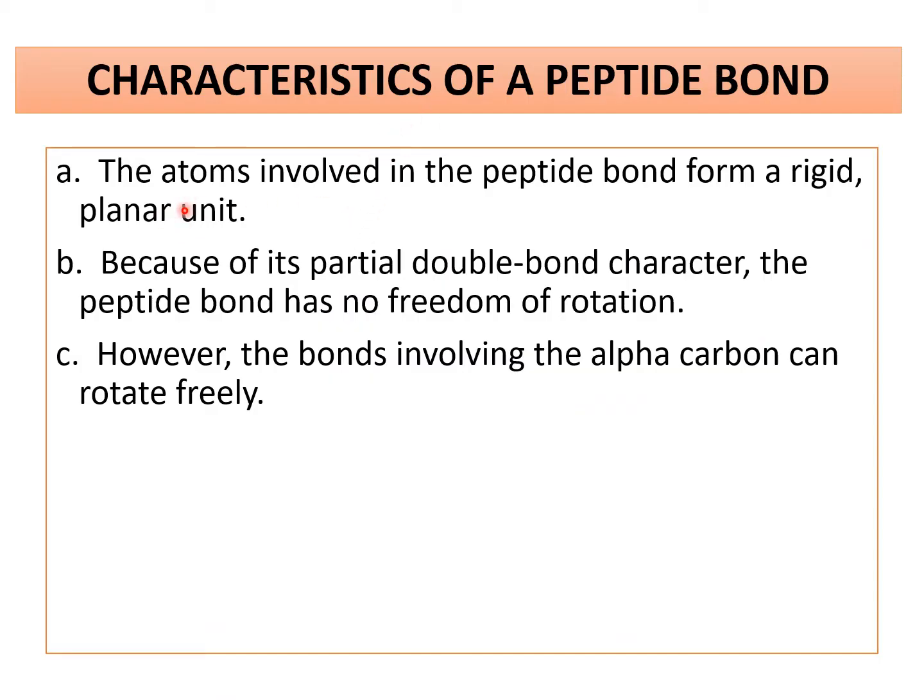Now, these are just some of the characteristics of a peptide bond. The atoms involved in the peptide bond form a rigid planar unit. Because of its partial double bond character, which is contributed by the C double bond O coming from the first amino acid, the peptide bond has no freedom of rotation. However, the bonds involving the alpha carbon can rotate freely.